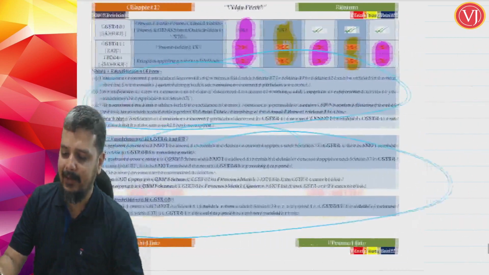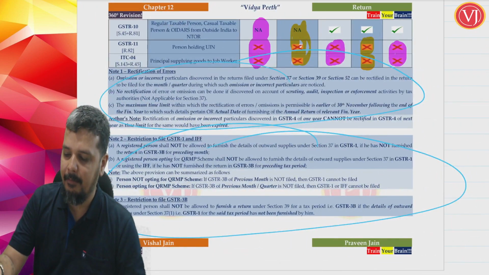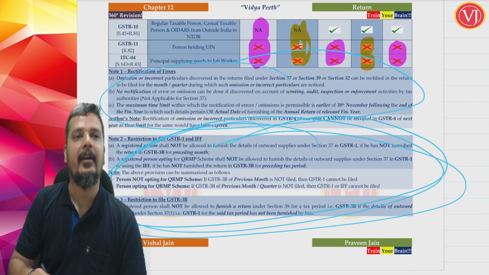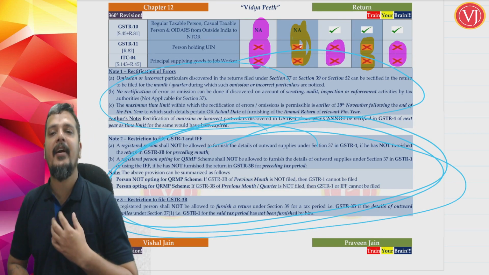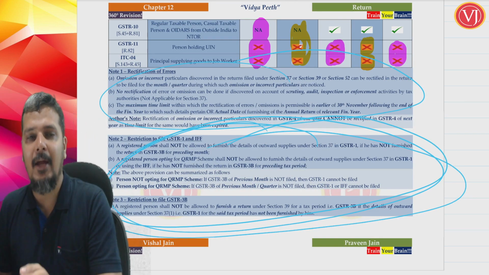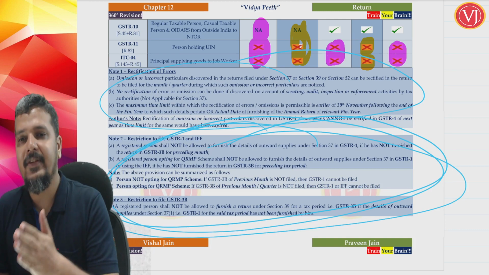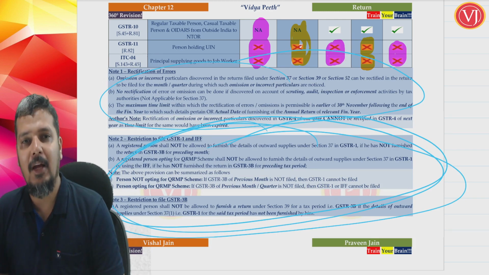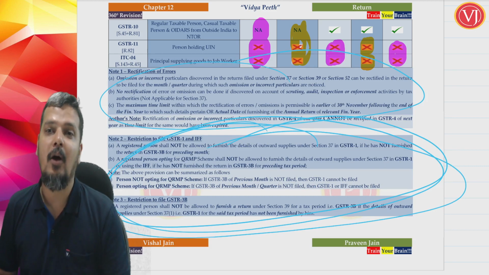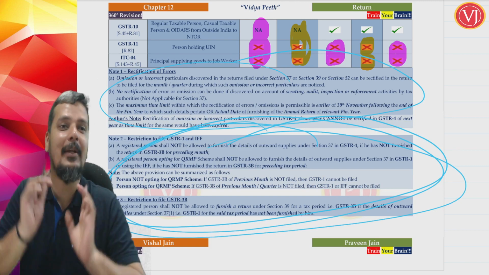Now, there is a lengthy story given below. That is a special point. Normally, if I want to file GSTR 1 of May month, I should have filed GSTR 1 of April. If I want to file GSTR 3B of May month, I should have filed GSTR 3B of April. But now they are interconnecting my 1 and 3B.